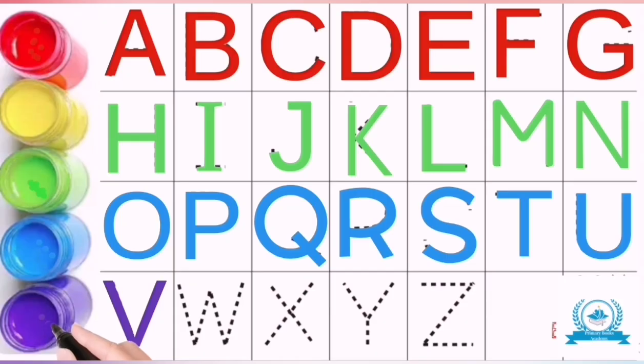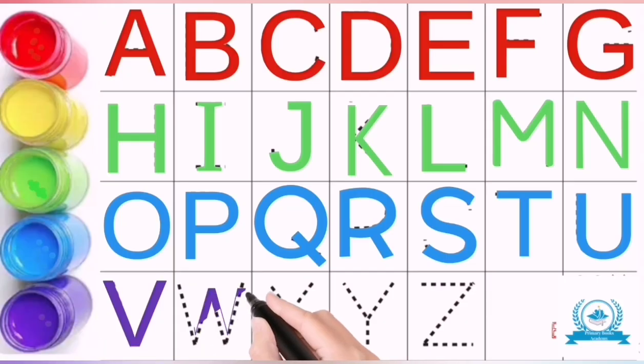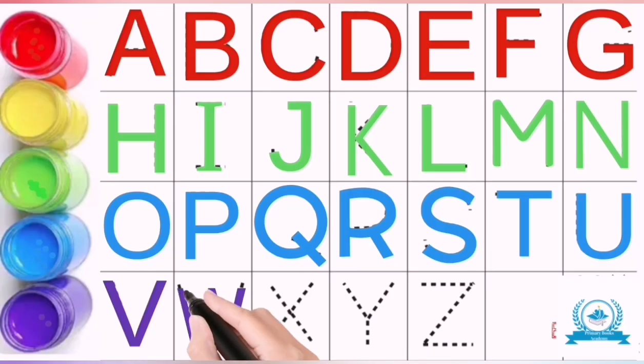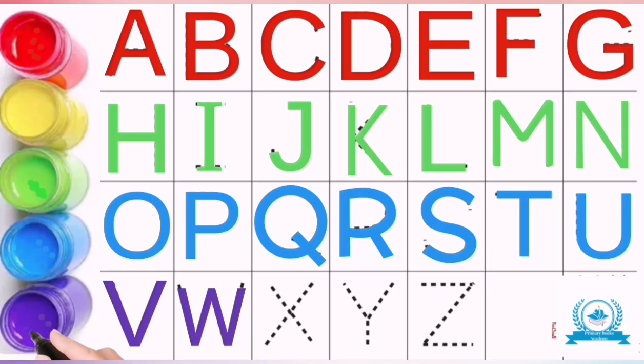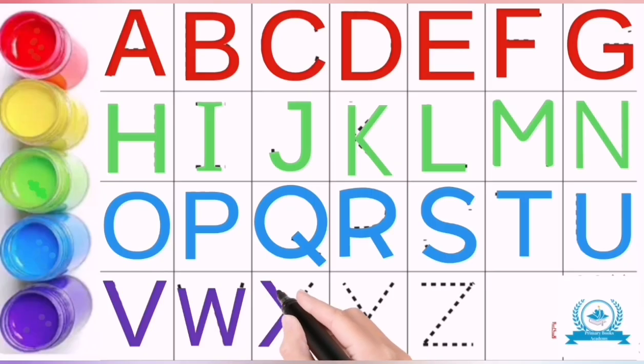W is for watch, down, up, up. X is for xylophone, cross the lines.